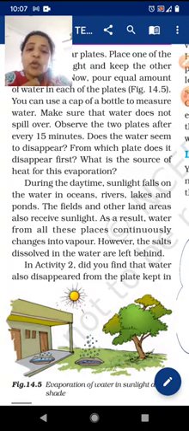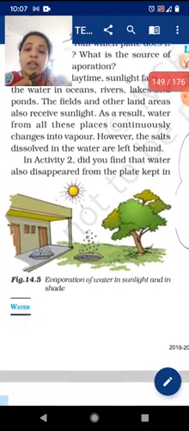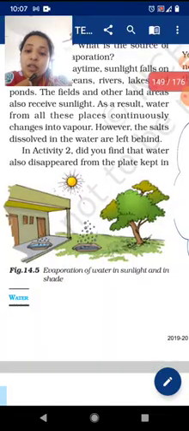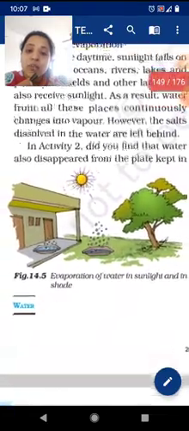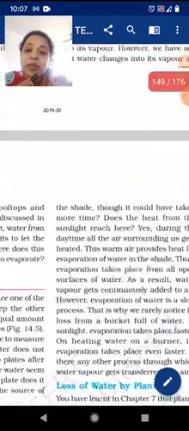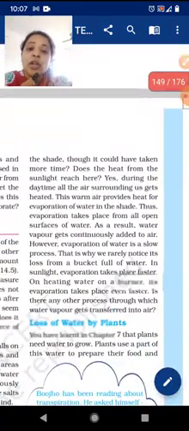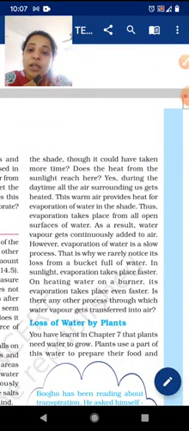In activity 2, do you find that the water also disappeared from the plate kept in the shade? See what they are telling, that water disappeared from the plate kept in the shade. Though it could have taken more time, does the heat from the sunlight reach there?